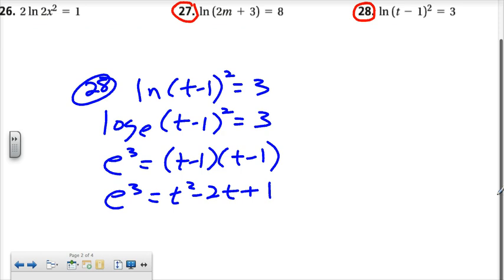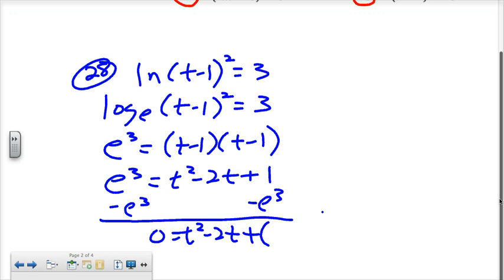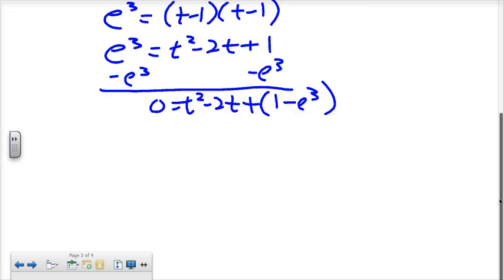All right, now we have a problem because we have a t squared up there, and that means we're going to have to factor. So we take a look at this and we think, okay, how on earth am I going to factor this? I have to subtract e to the 3rd from both sides. Exactly, that's what you have to do. So that would give you 0 equals t squared minus 2t, and then we would have plus, and as our c value, 1 minus e to the 3rd. Now, why do I say c? Because this is not factorable. Nor can we solve this by completing the square.